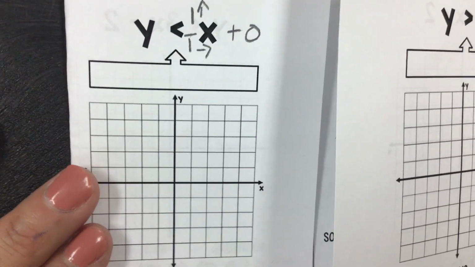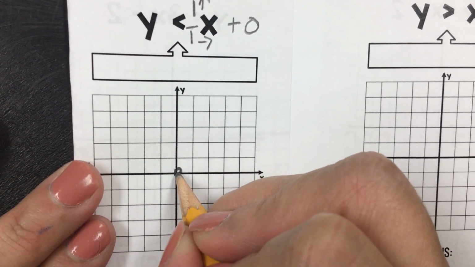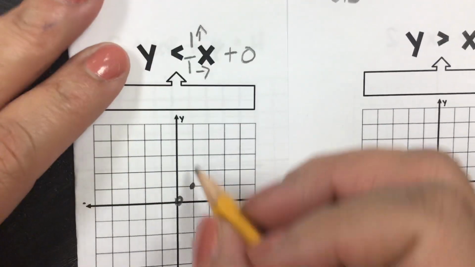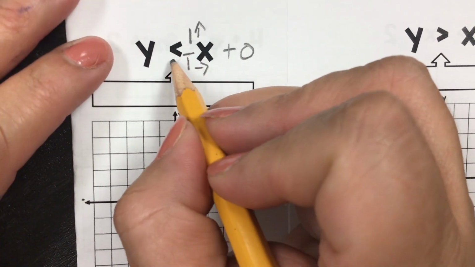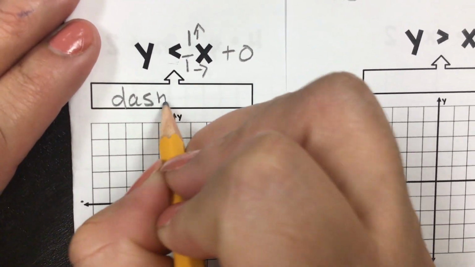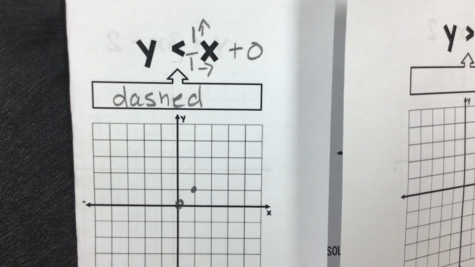So let's go ahead and graph this. We start at the 0. We're going to go up 1 and to the right 1. Since there is no line in this inequality, we have to make this a dashed line. What does that mean? That means that when you make the line, it's not solid.